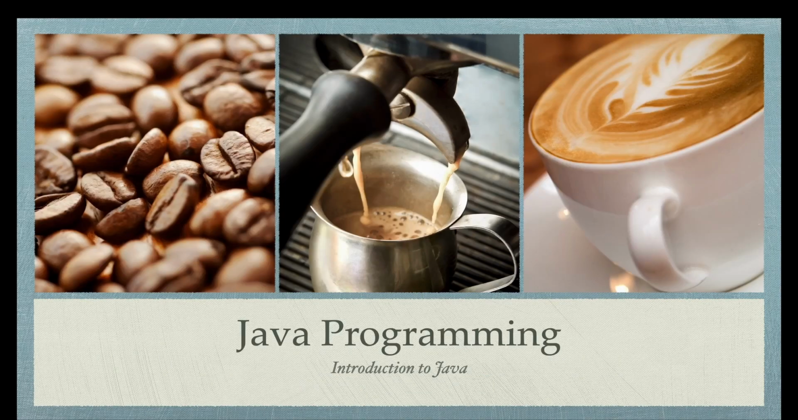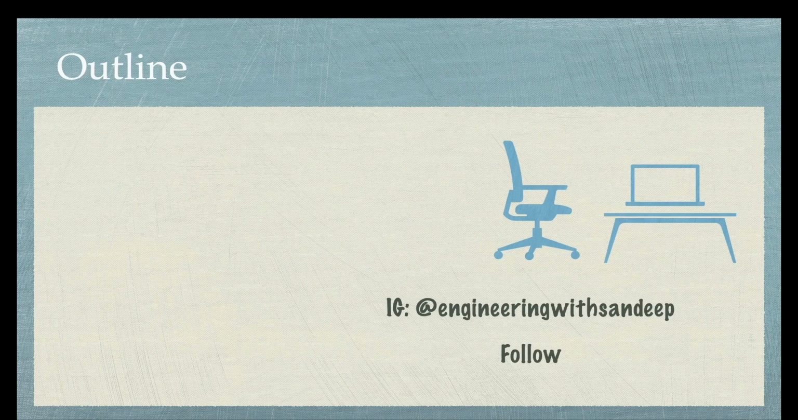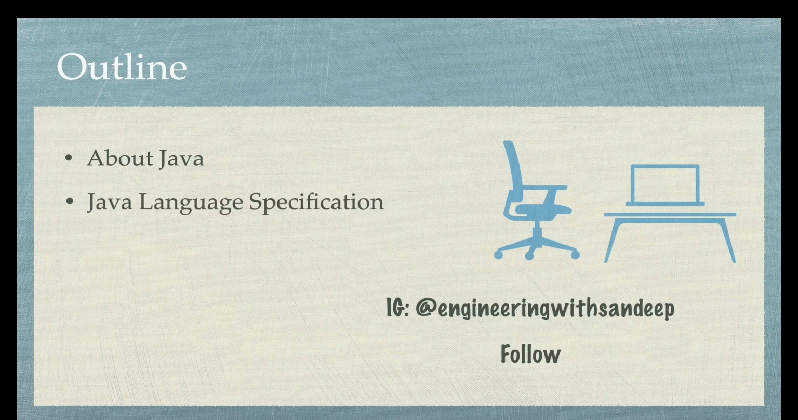So in this lecture, we will be discussing Java programming and a small introduction to Java. Here is our course outline. First, we'll begin talking about Java. Then we'll discuss the Java language specification. Later on, we'll discuss APIs. What are APIs? How are they useful? Then we'll talk about editions in Java. And finally, we'll talk about IDEs.